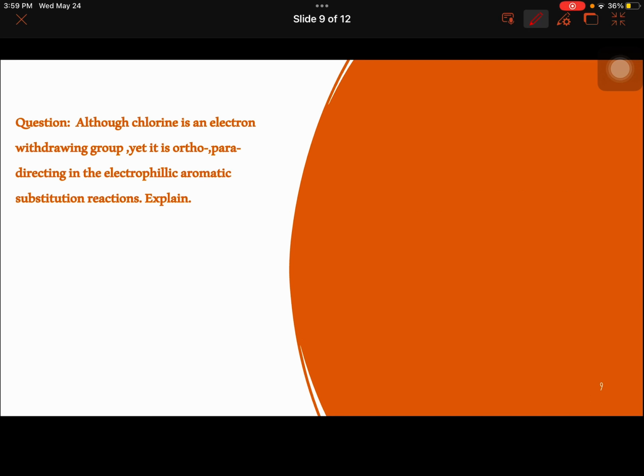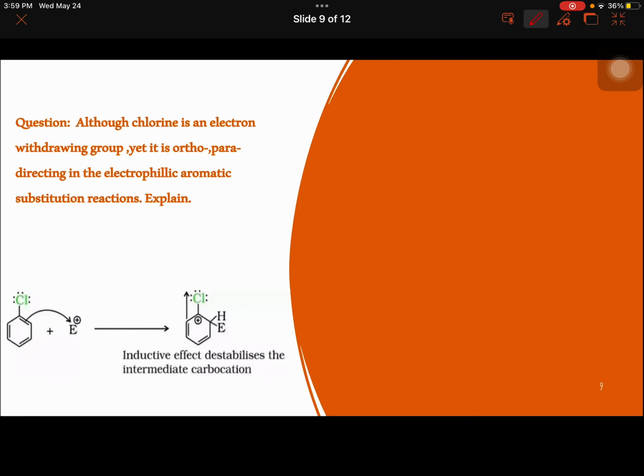Next, although chlorine is an electron withdrawing group, yet it is ortho-para-directing in the electrophilic aromatic substitution reaction. A very important question. It's a solved example from NCERT, and it is generally asked for 2-3 marks, because reasoning involves your resonating structures along with the explanation.